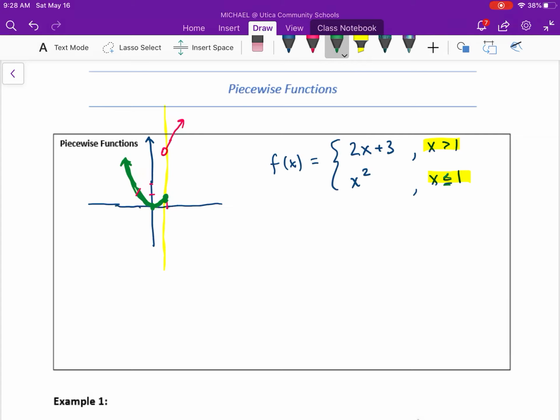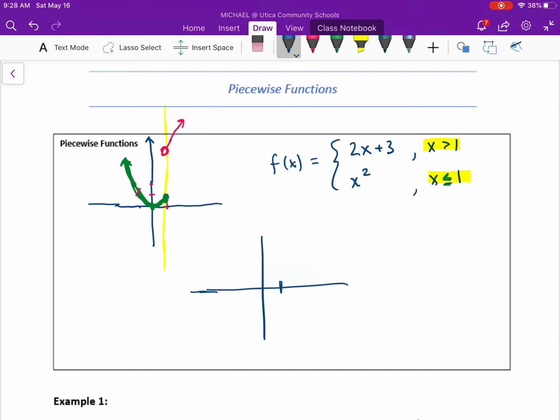A couple things to note. Whenever we have less than or equal to, that gets a solid dot. Whenever we have just strictly greater than, that's when we have the open circle, because we're not including that point. We're not including 1 in that linear function. A second way to graph this would be to just look at where it connects to the line, and that's the way that I typically do it.